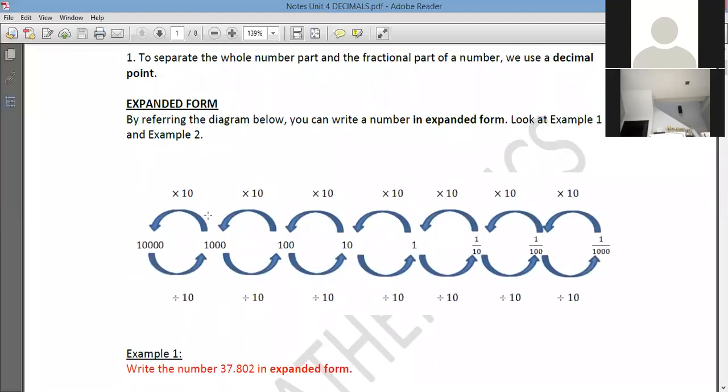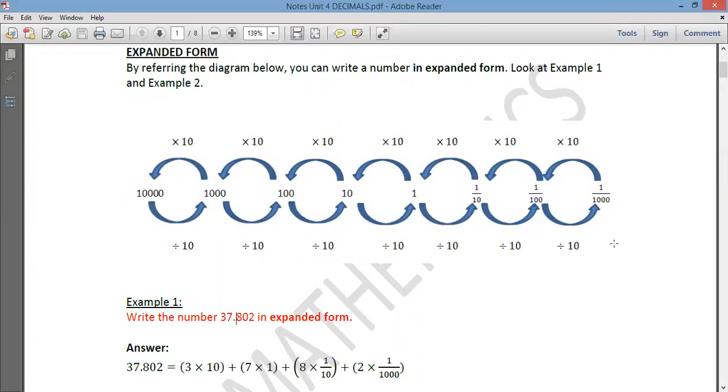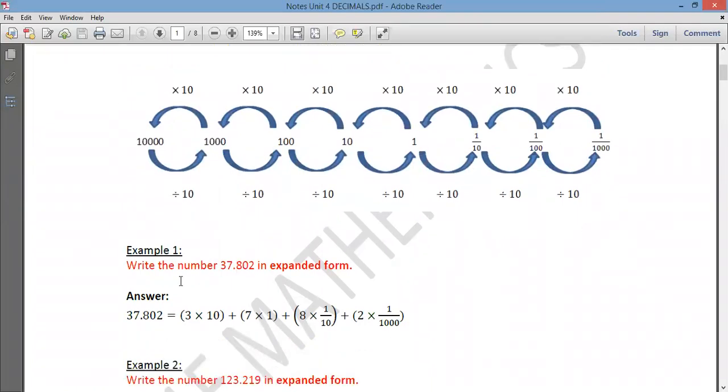Okay. This one, how to write decimals in expanded form. You can use this figure to help you. Okay, use this figure to help you. Okay, example, write the number 37.802 in expanded form.